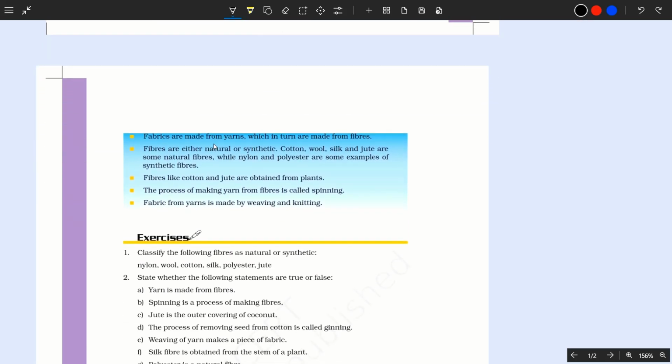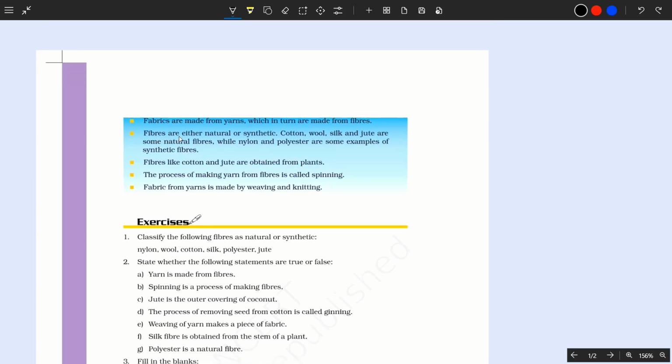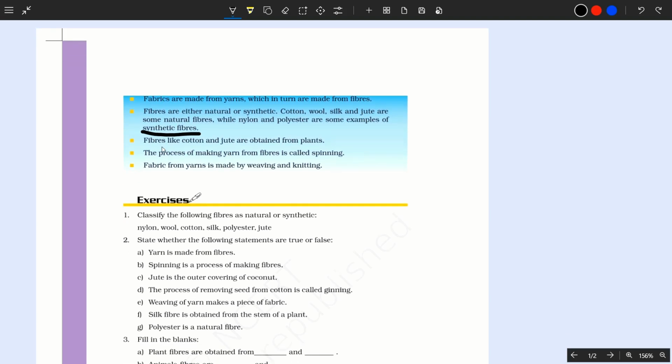Next, fabrics are made from yarn. We have seen how fabrics are made from yarn, which in turn is made from fibers. Fabrics are either natural or synthetic. Cotton, wool, silk and jute are some natural fabrics, while nylon and polyester are examples of synthetic fabrics. Synthetic fabrics are not from a natural process; they come from a man-made process.